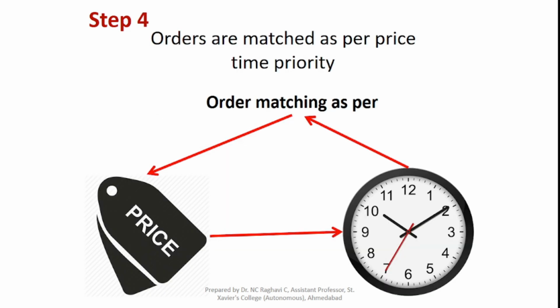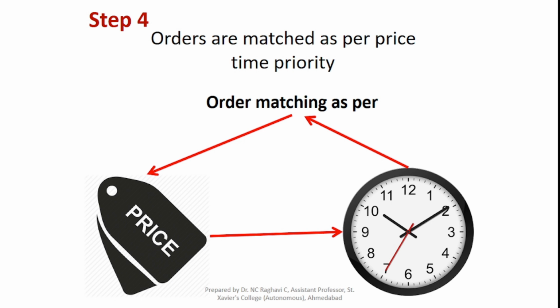The orders which are executed on the stock exchange by the broker on behalf of the client, as per the orders of the client, are matched as per price and time priority. What does this price and time priority mean? When an order enters the stock exchange, that order is considered to be an active order. Any active order would be matched with passive orders which are already there on the stock exchange.